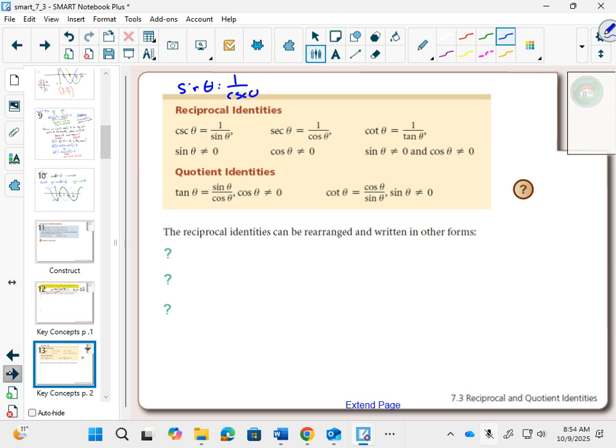You could also write sine theta as 1 over cosecant theta, cos theta as 1 over secant theta, and tangent theta as 1 over cotangent theta. And because tangent is sine over cos, that also means cotangent is cos over sine.